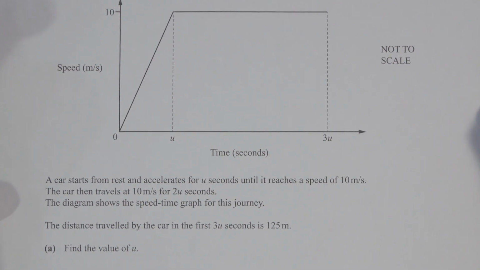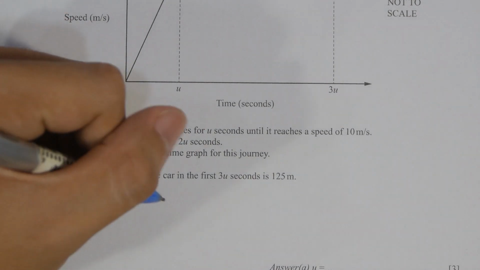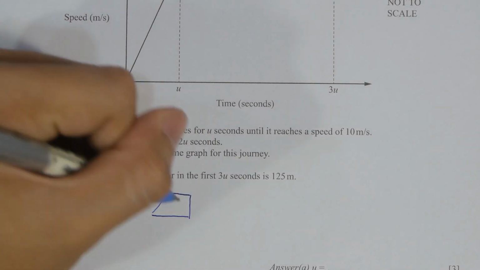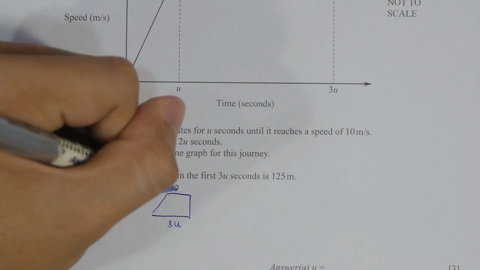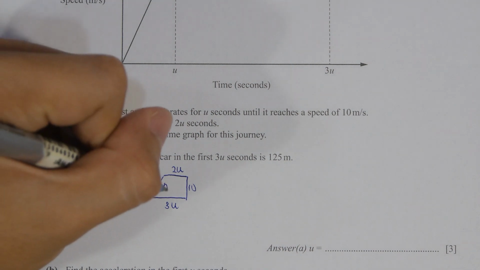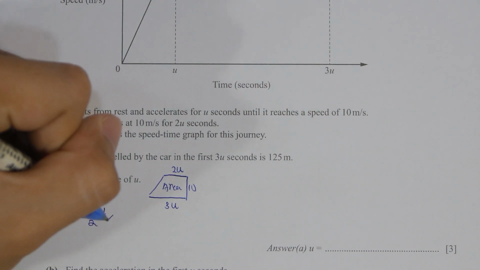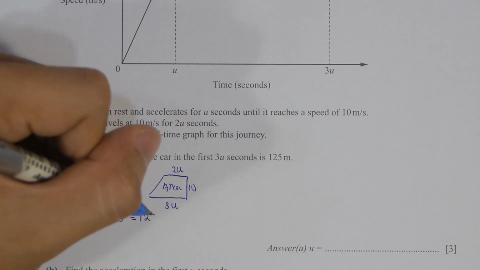Question 12, for us to find u, we need to utilize the information given. The distance traveled for the first 3u seconds is 125 meters. So the area of this particular shape will be equivalent to 125. So 2u plus 3u divided by 2 multiplied by 10 equals 125. By running a calculation, you get the result as 5.